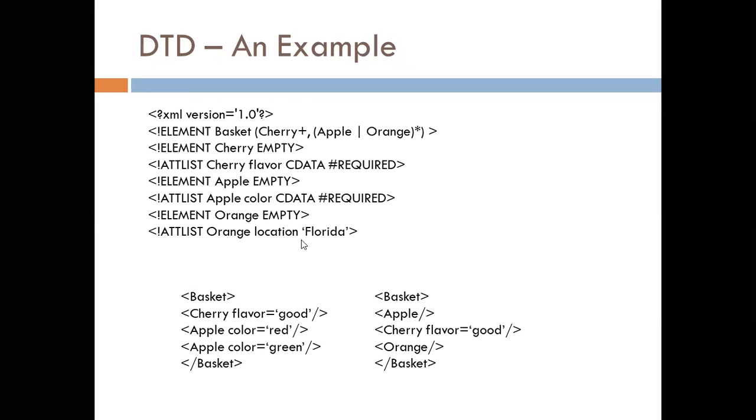So like this, we can specify what elements can appear, and for each element, what attributes can appear, whether they are compulsory or not. All those things can be specified in a DTD file like this. So this is a simple DTD file specifying the basket.